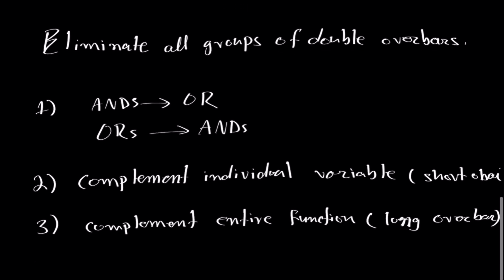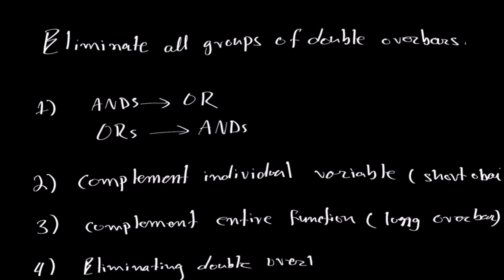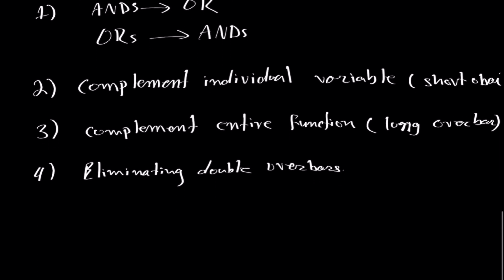Step 4 was eliminating double bars, or double over bars, or the cleaning process. So this was De Morgan's theorem simplifying process, or converting from max to min term.